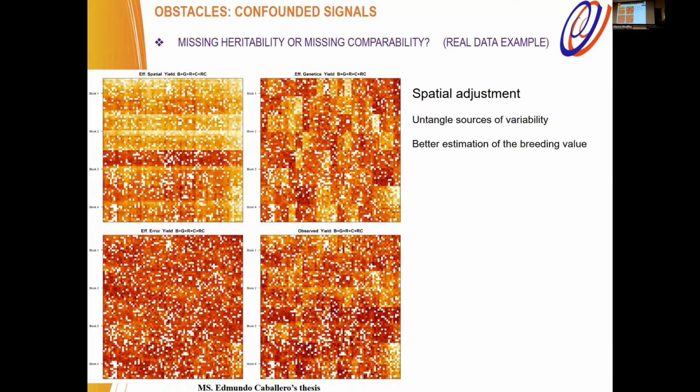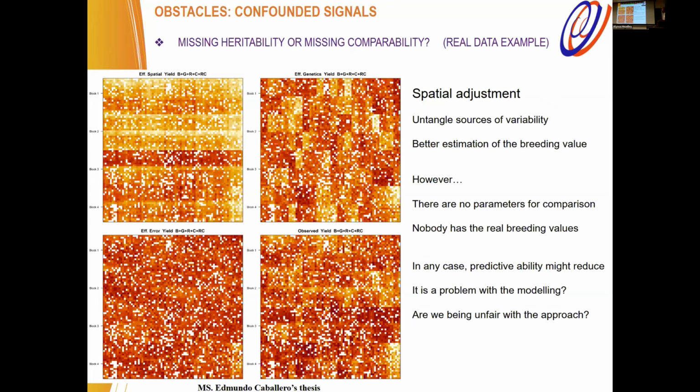The better the estimation of the breeding value, the less it should resemble the phenotype. Why? Because the phenotype is going to carry all the signal, it's not just genetics. Obviously, we don't have these parameters for comparison. Nobody has the actual breeding values. And then when we start thinking what to do, I should contrast versus what. In any case, predictability is going to reduce. The better you get the breeding value, the less it is going to resemble the phenotype. It means that probably your prediction model is going to underperform compared with any conventional method.